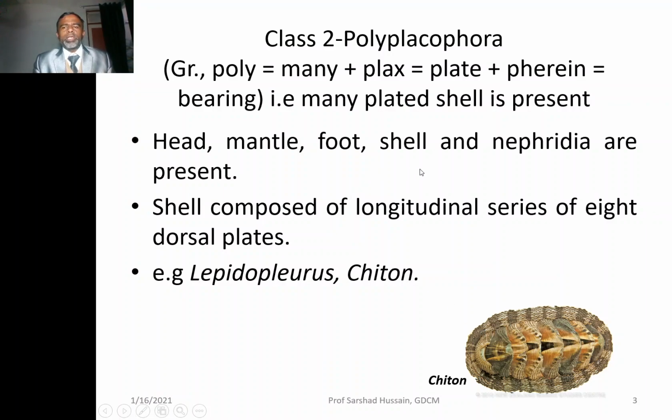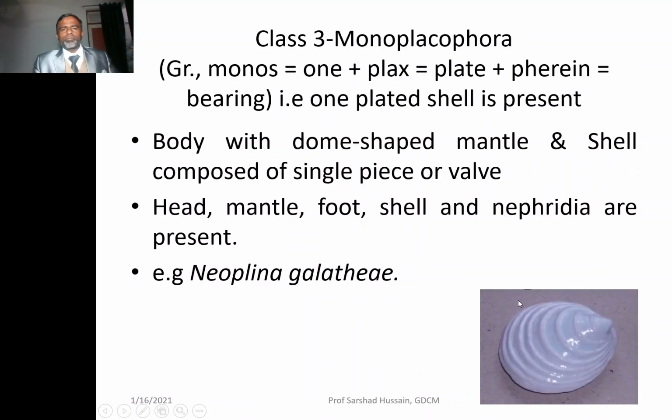Head, mantle, foot, shell, and nephridia are present, and the shell is composed of a longitudinal series of 8 dorsal plates. So you can count them: 1, 2, 3, 4, 5, 6, 7, 8. That is why it is called poly. Poly means many, placo means plate, phora means bearing. Chiton is an example and Lepidopleurus is an example. This is the chiton, you can say.